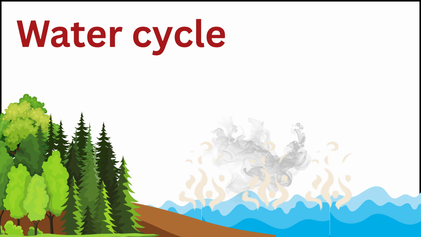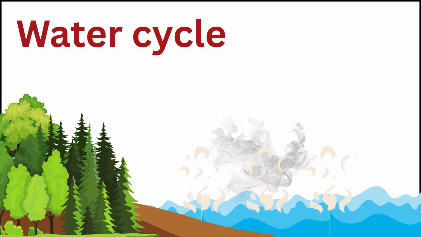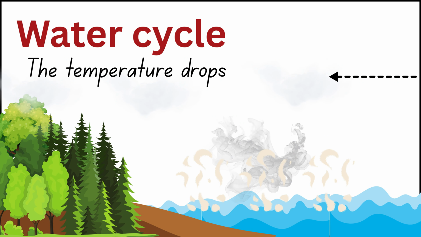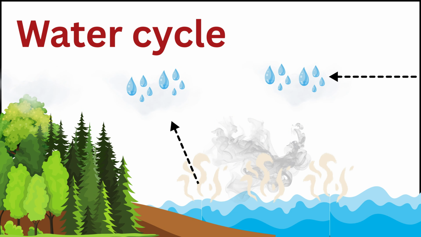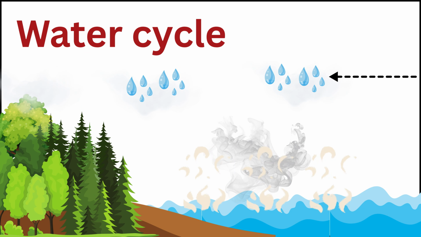As water vapor rises higher, it enters colder layers of the atmosphere. Here, the temperature drops, and the vapor cools down. When it cools enough, it changes back into tiny liquid droplets. This change from gas to liquid is called condensation. These droplets begin to gather around dust particles in the air, forming clouds and fog.